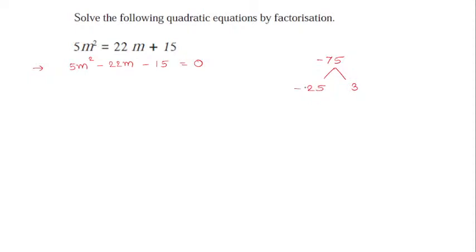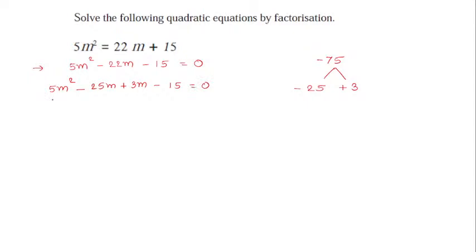So it is minus 25 plus 3. Now minus 25 plus 3, the addition of these two is minus 22 and product of these two is minus 75. As one number is negative, another is positive, the product must be negative. So these are the proper factors. Now the next step is 5m square minus, we have to split this 22m as minus 25m plus 3m minus 15 is equal to 0.